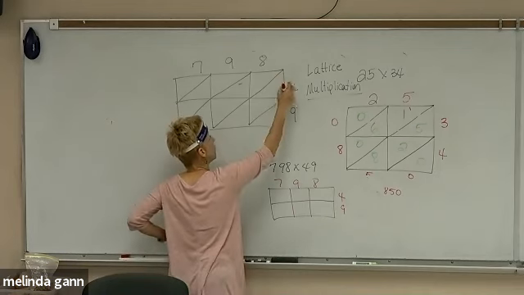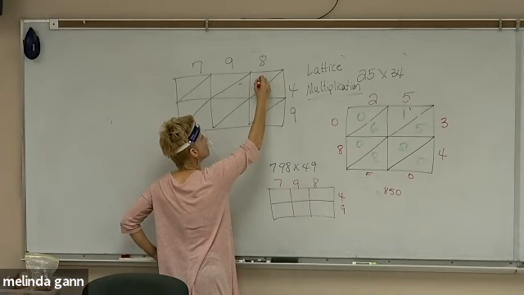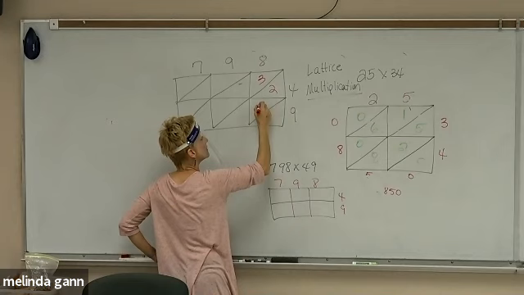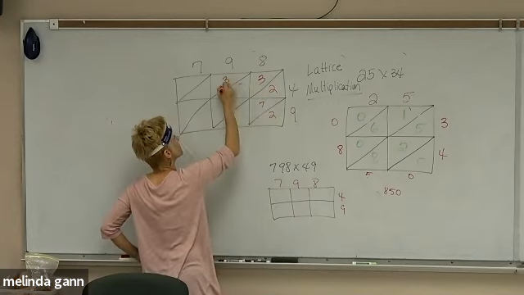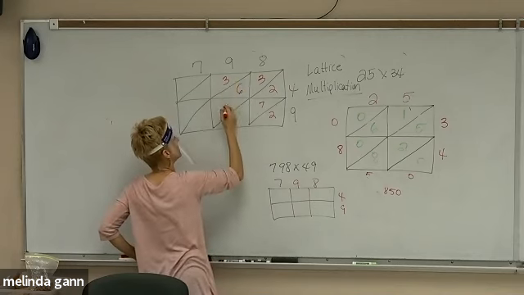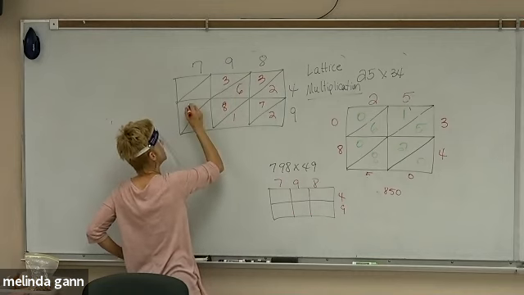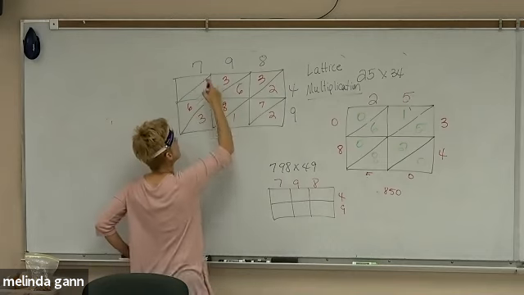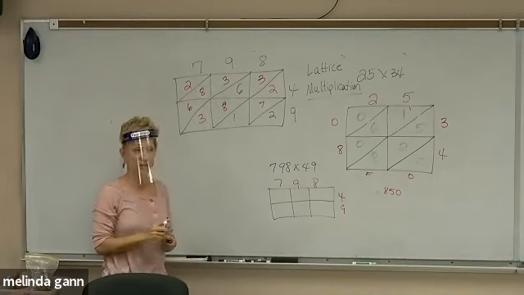What's 8 times 4? You tell me. 32. What's 8 times 9? 72. 9 times 4 is 36. What's 9 times 9? 81. 9 times 7 is, isn't that 63? And what's 7 times 4? 28. So does everybody understand where those numbers came from?